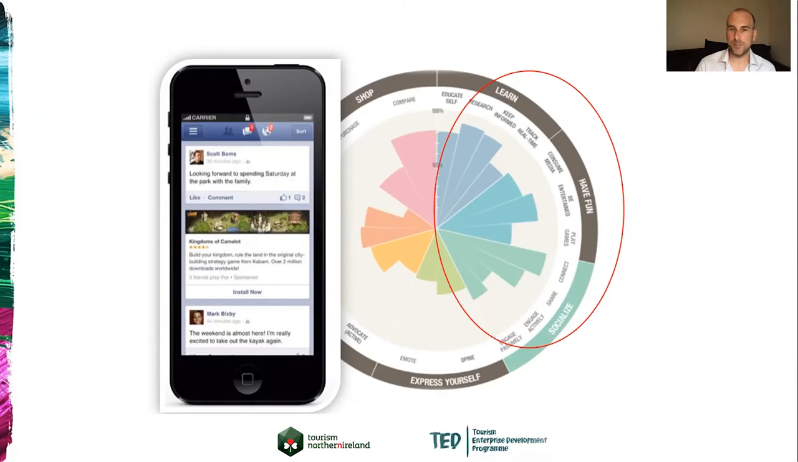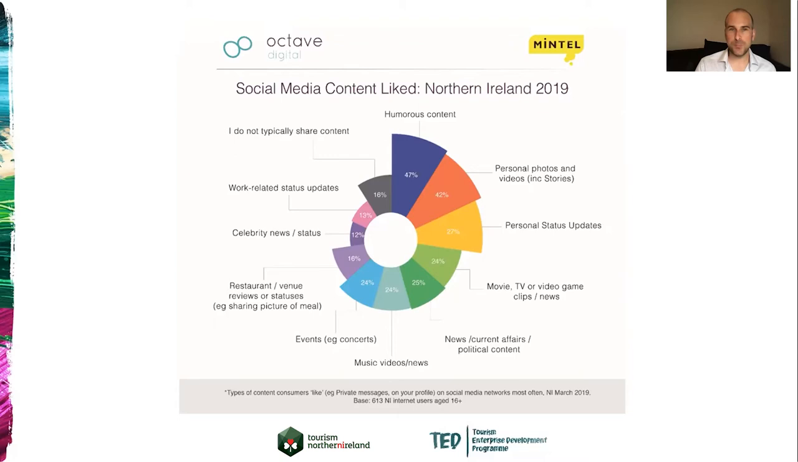Interesting also to look at the types of content that people actually like on social media. So what do people click on? What do people like and share online? And the absolute standout top type of content is humorous content. So that's what people engage with most. Followed by personal photos and videos and stories. So this highlights the vanity culture that there always has been on social media.